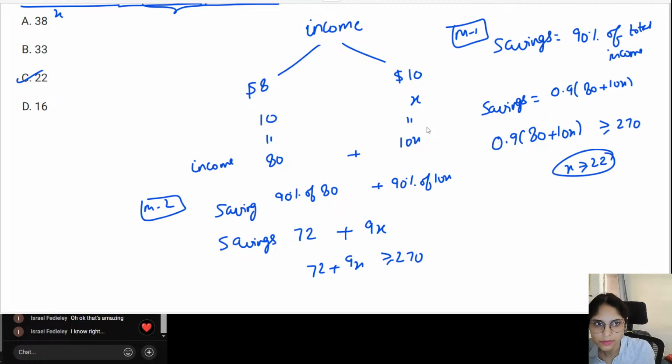So you can find individual savings, or you can find total income, and then you're just multiplying the total income with 0.9 to get your savings, and they have to be at least 270, that is greater than or equal to 270.